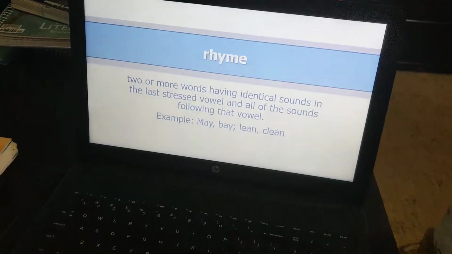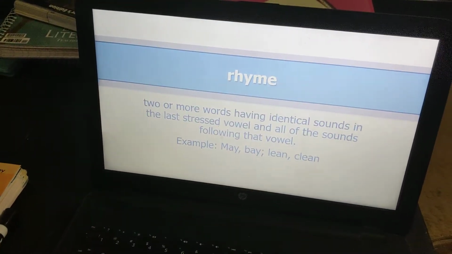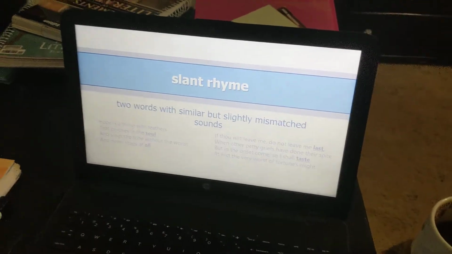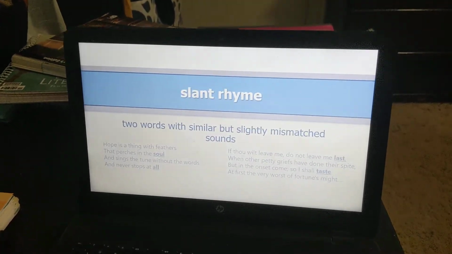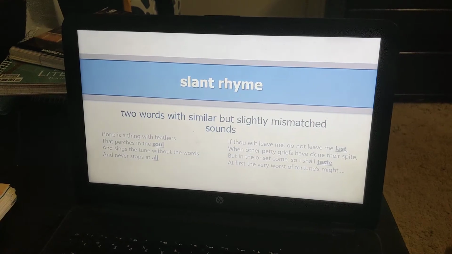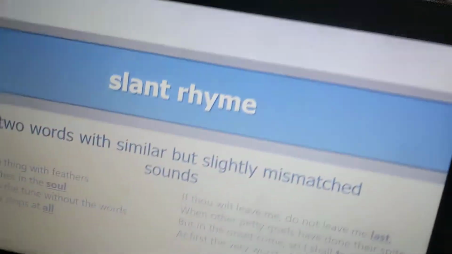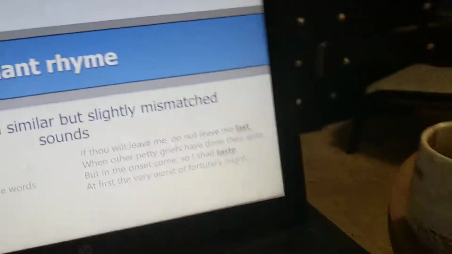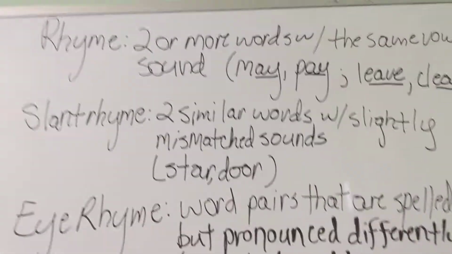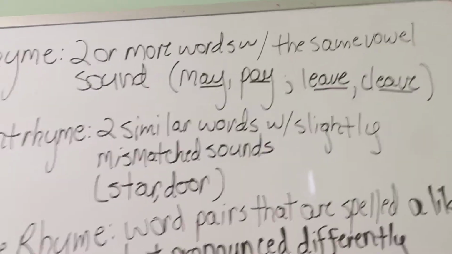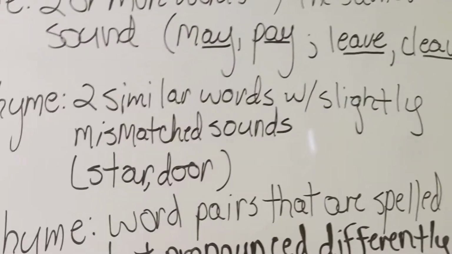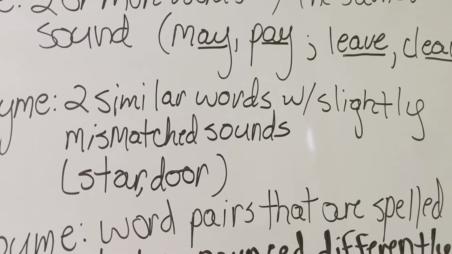Okay, so the second term on your PowerPoint, which you should be looking at right here, is slant rhyme. And slant rhyme is two words with similar but slightly mismatched sounds. Now let's look at these examples after we look at my board. Okay, so slant rhyme: two similar words with slightly mismatched sounds. And I gave you the example that's in your book, star and door.